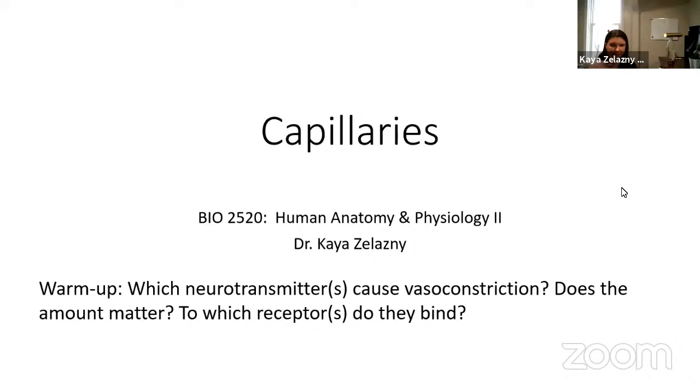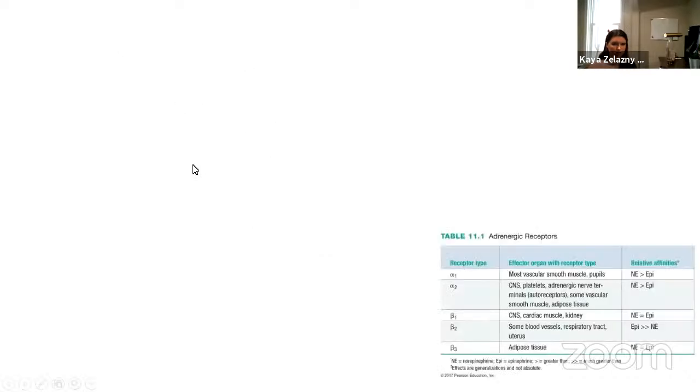stuff straight. Okay, so we're looking here at vasoconstriction, thinking about what neurotransmitter is going to cause that, whether the amount matters, and whether our receptors make a difference. Okay, so really to answer this question, I'm going to walk us through drawing a quick flow chart of our two neurotransmitters that we're tracking and our two receptor types.